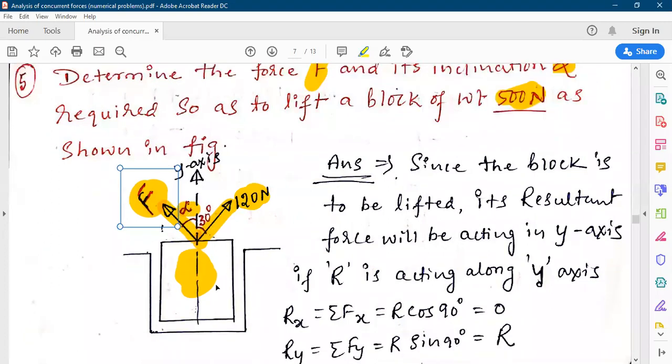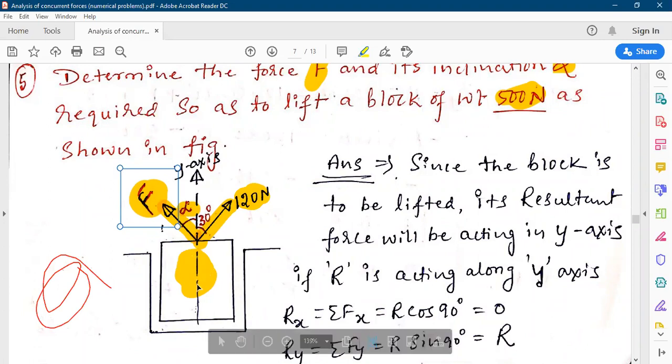Now we can observe that if the block has to be lifted, it has to be lifted in the y direction. The block cannot be lifted in the x direction. We can move the block, but we cannot lift the block along the x axis. We can lift the block along the y axis, whereas we can only push the block along the x axis. If the block has to be lifted, it has to be lifted only along the y axis. So that is one observation you have to make.